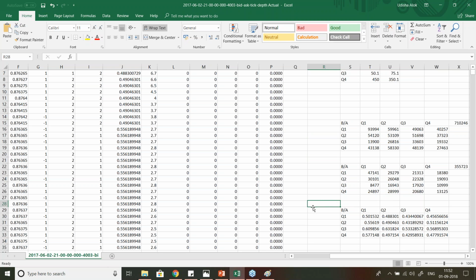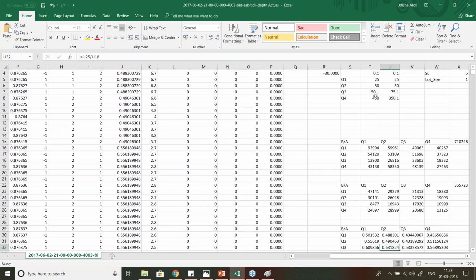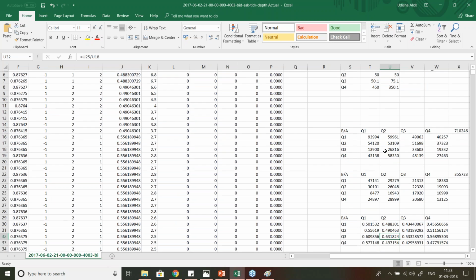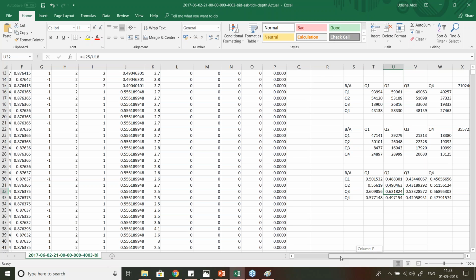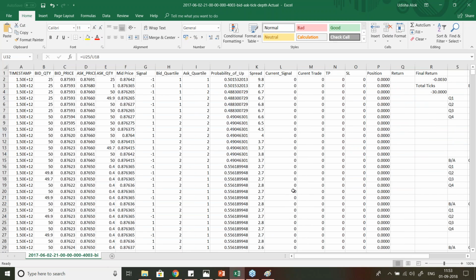So going back to this, you have the probabilities. You can see that the maximum probability of going up is 63%. That is when the bid is in Q3 and ask is in Q2, right? That is when the bid volume is between 50 and 50.1, ask volume is between 25 and 50. That is when we have the highest probability. So let us do one thing. Let us build a small model and see how it goes actually.